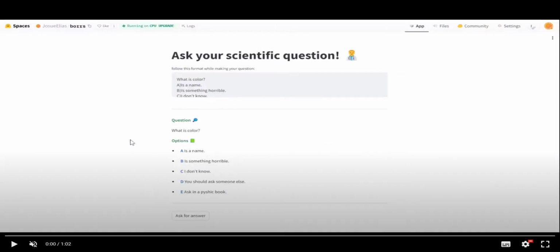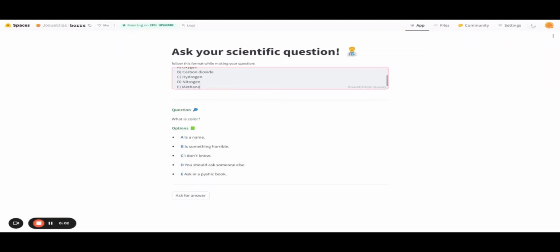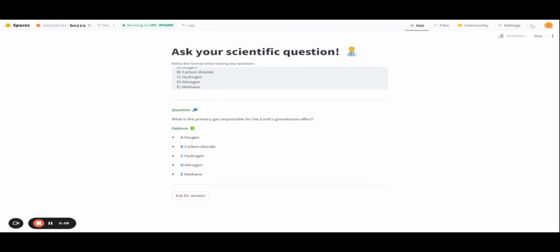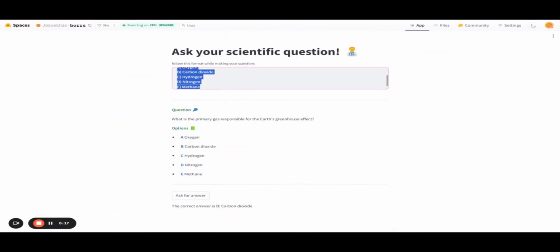I'm going to give the model a real scientific question, and I will see if I can get the answer with accuracy. For the first question, the expected answer is carbon dioxide. Let's see if the model can figure out the answer. Yes, it got the right answer.